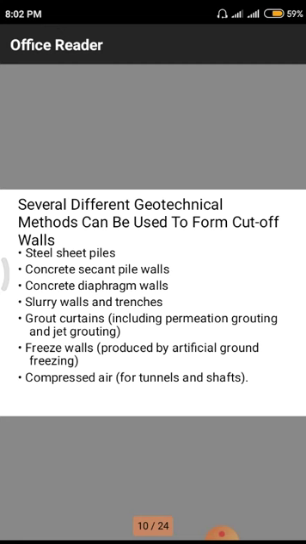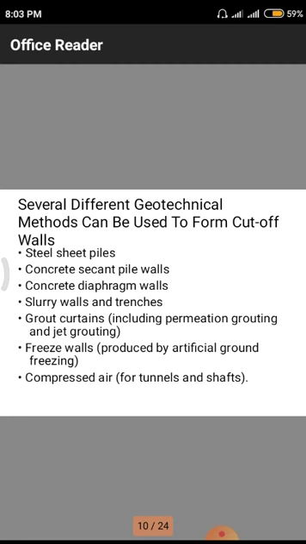Next one is the concrete secant pile walls. These concrete secant pile walls are the ready-made precast walls we observe nowadays. Precast means those walls are already constructed in industries, so we simply take them to our site and connect them one by one, so that we can use these structures very easily, and within a short span of time the total structure completes.